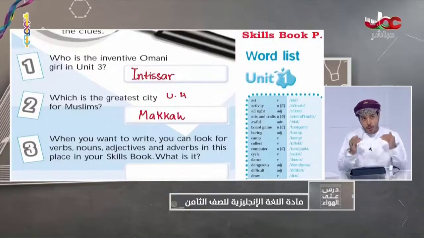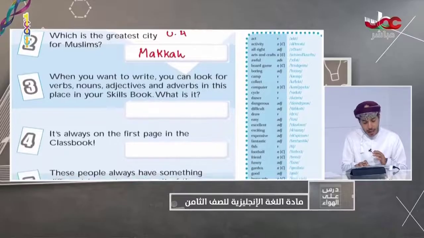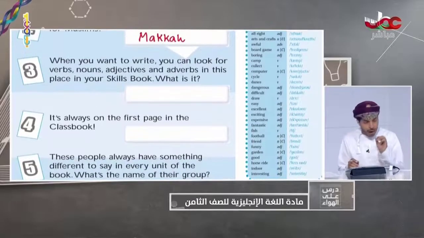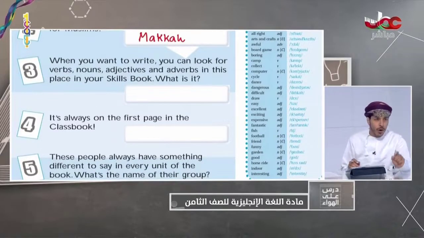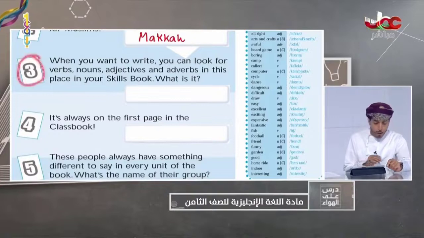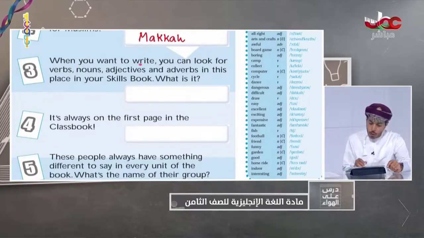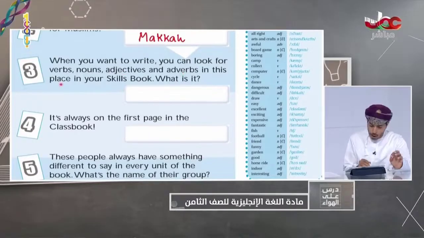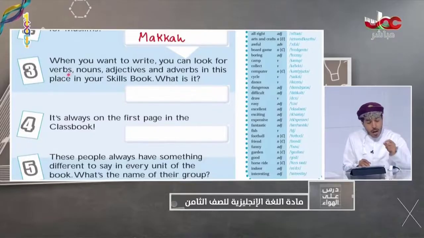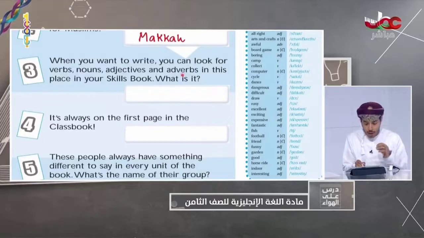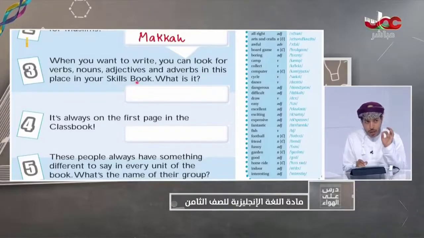Okay, so this is the idea of answering these clues. Okay, students, you can now go and answer the rest. You can pause the video in order to answer them. Look at clue number 3. When you want to write, you can look for verbs, nouns, adjectives, and adverbs. Or we are talking about a place where we can find verbs, nouns, adjectives, and adverbs. So what do you think is the best place where you can find all of these? In your skills book, especially in your skills book.